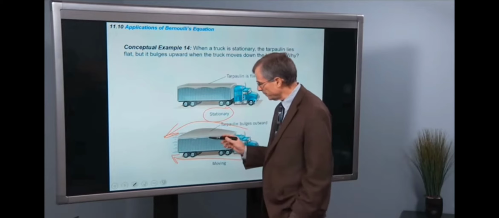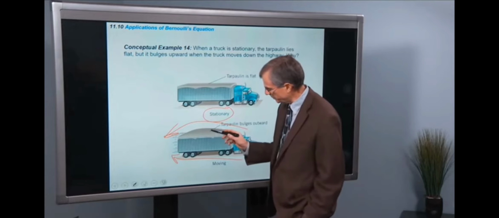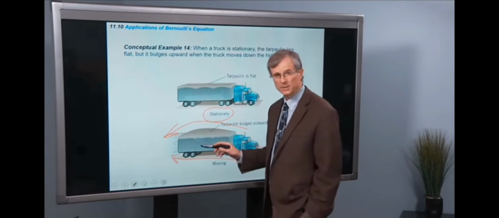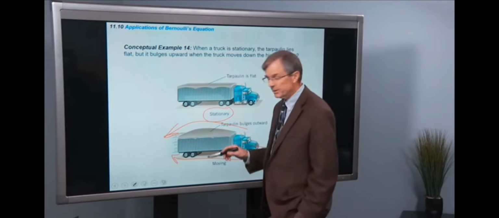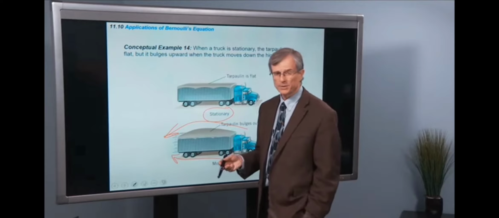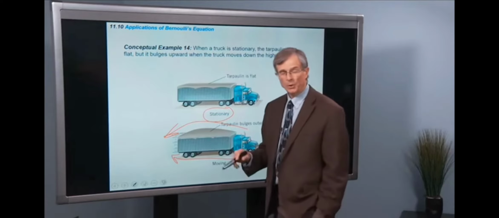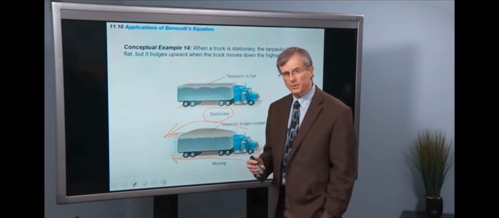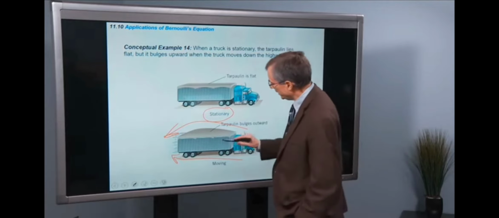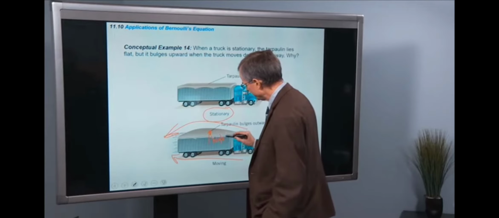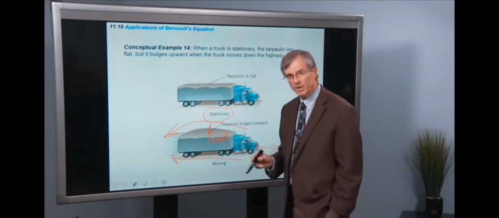Below the tarp, you got air between the tarp and whatever the contents are in the trailer. The air is not moving at all, or at least not as much as it is on top of the tarp. You'll have a low velocity and a high pressure. So you get high pressure below and a low pressure above because it's high velocity.